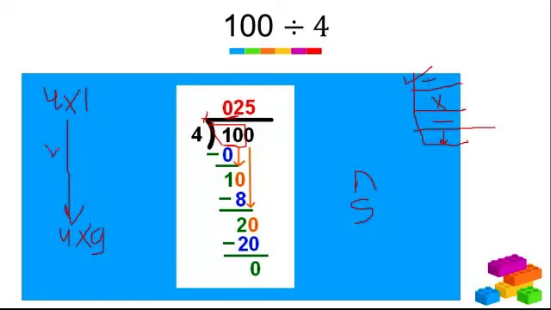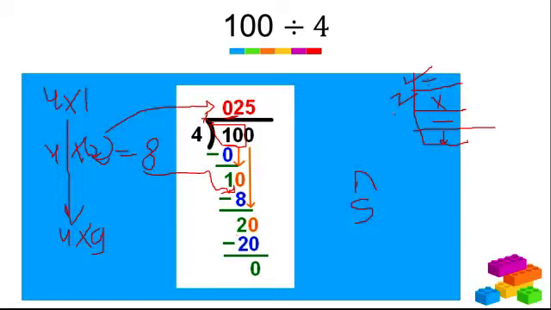The nearest smallest is 8, when you multiply 4 by 2. Pardon my handwriting. 4 multiplied by 2 gives me 8. This 2 will go up there in the quotient, and this 8 will go down under 10. Then the second step is finished. The third step is to find the difference: 10 minus 8 gives me 2.